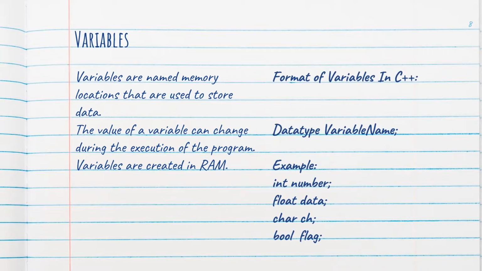Whenever you have to create a variable in a C++ program, you can do it by following the format that I have written here, which is first you have to mention the data type, and after that you have to assign a name to the variable. So first data type, then space, then variable name, and after that semicolon. For example, int number, float data, char ch, bool flag. These are some examples of variables.